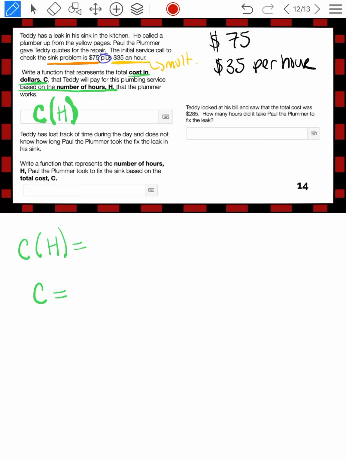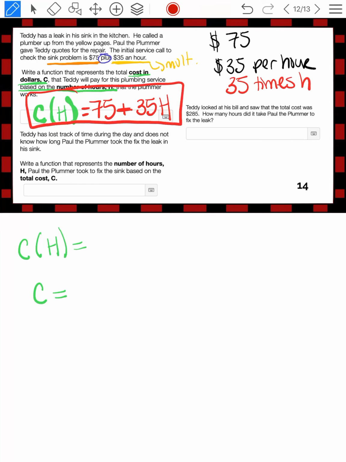So this means if we're trying to figure out how much the plumbing situation costs per hour, it's going to cost $75 no matter what, plus, in purple right there, plus $35 per hour. So that means 35 times the number of hours, and hours in this problem is H. So C of H is going to equal 75 plus 35H.